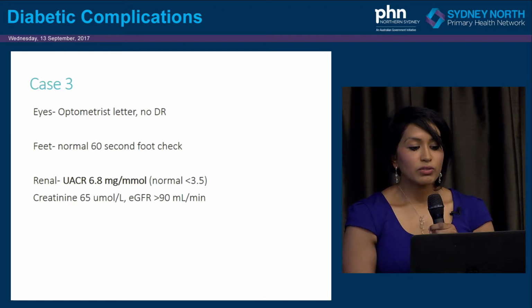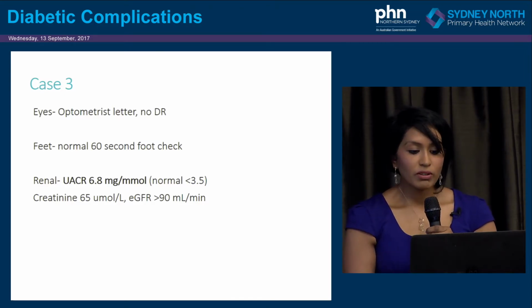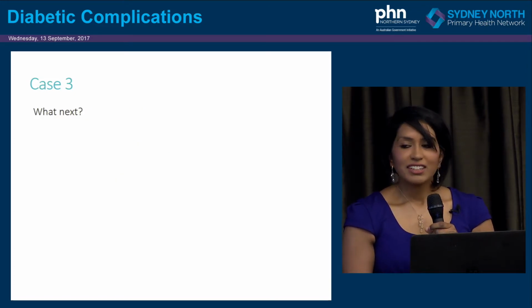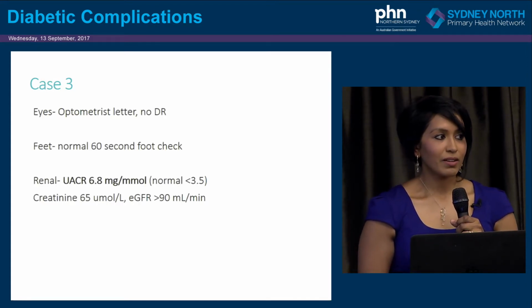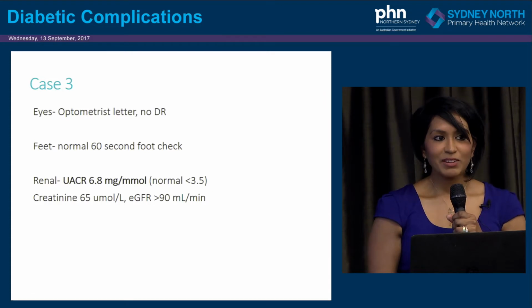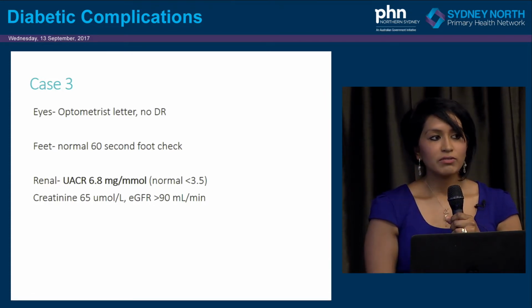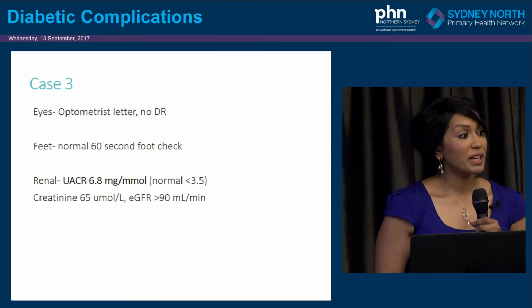You've performed her foot screen and it's normal, but her urine albumin creatinine ratio comes back elevated at 6.8, the normal being less than 3.5 for females, but her creatinine is normal with a normal eGFR. So what would you do next? Any comments? So just one positive urine albumin creatinine ratio. Repeat that. Repeat it? Yeah.